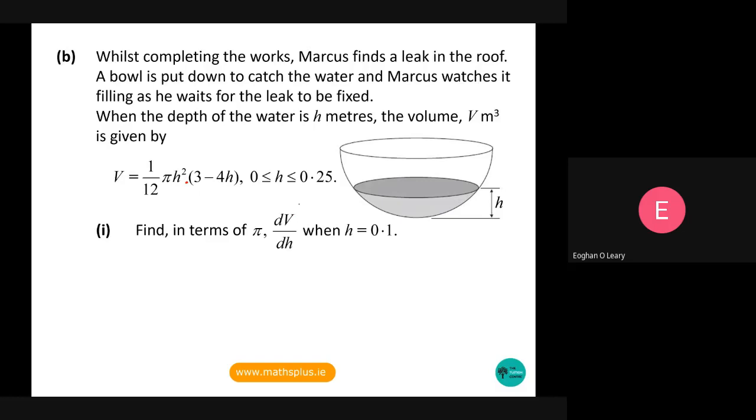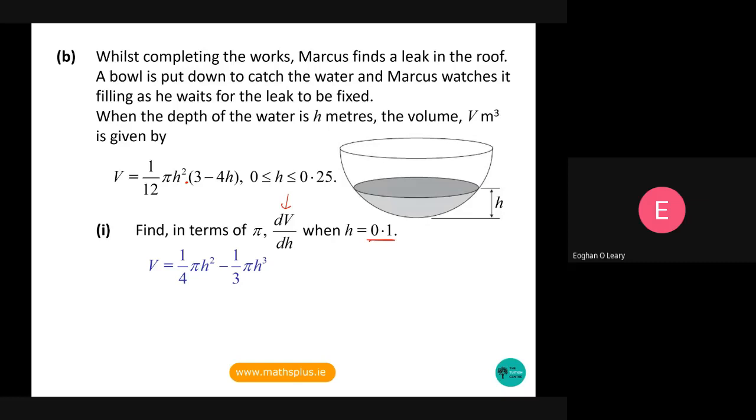Okay, so you're seeing dV/dh, the rate of change of the volume with respect to height, how the volume is changing as the height is increasing in this case. And we're given a value here, h is equal to 0.1. So what are you saying? Well, you're looking at a function which is in terms of height for volume, so we're going to have to differentiate that function.